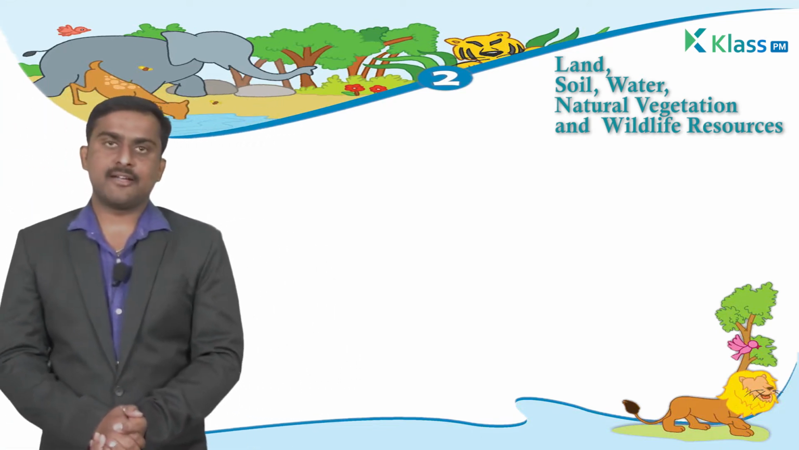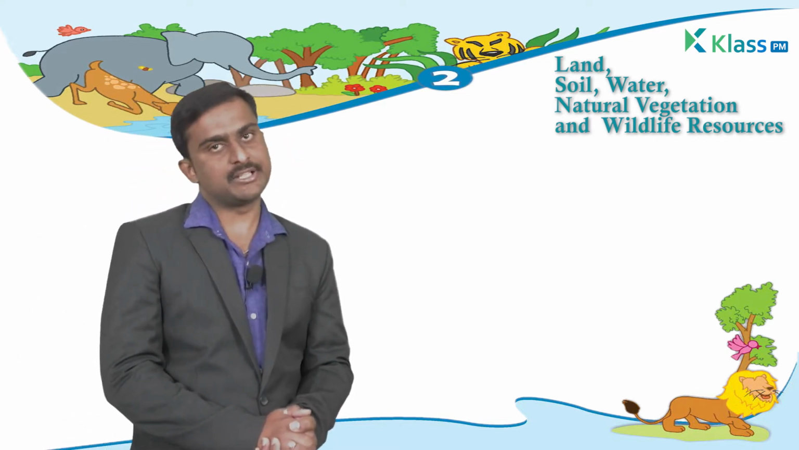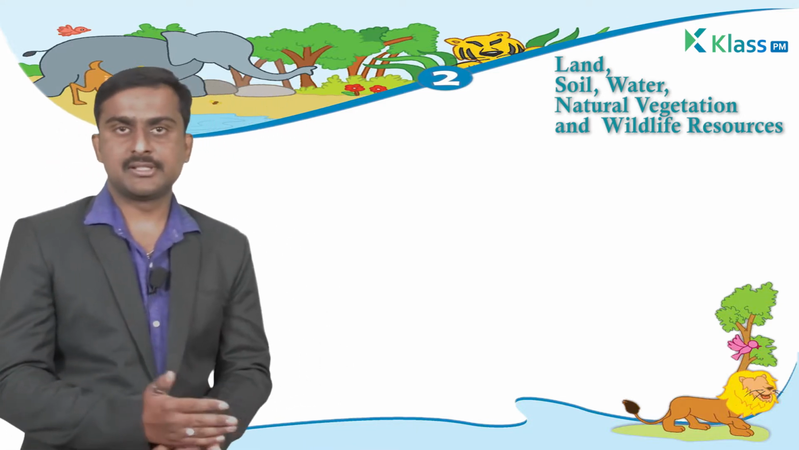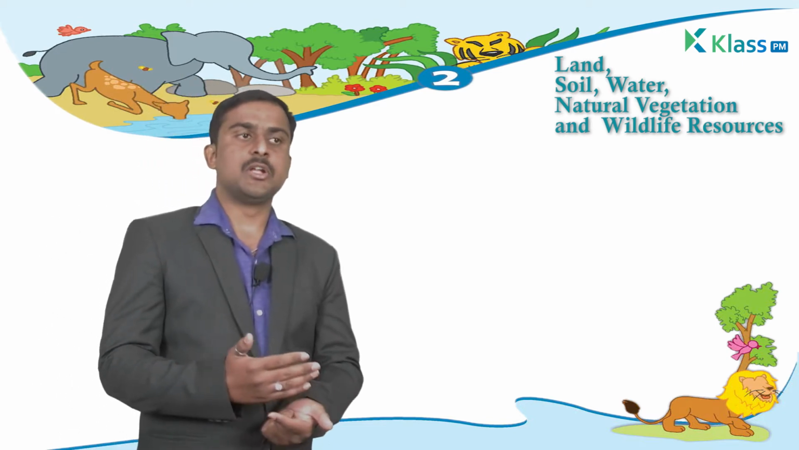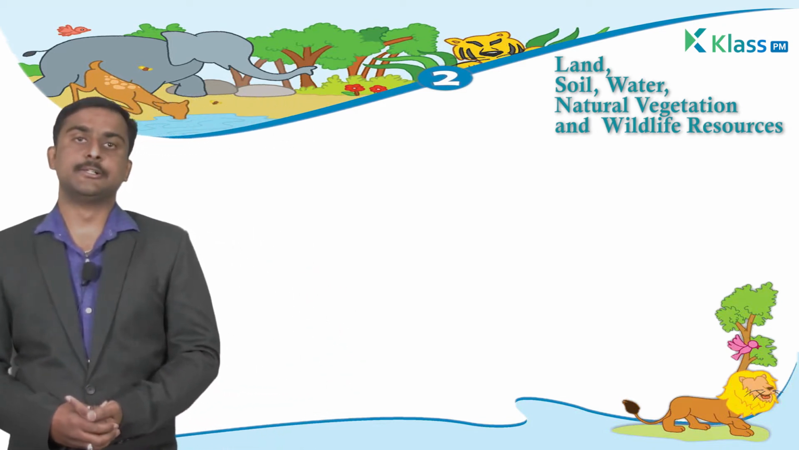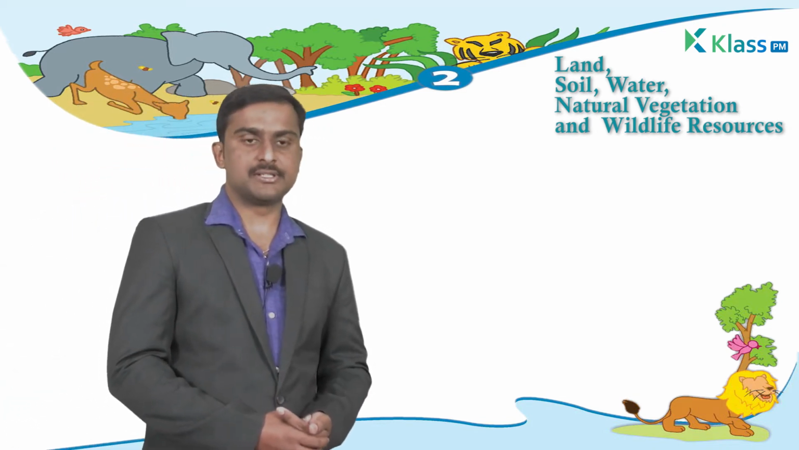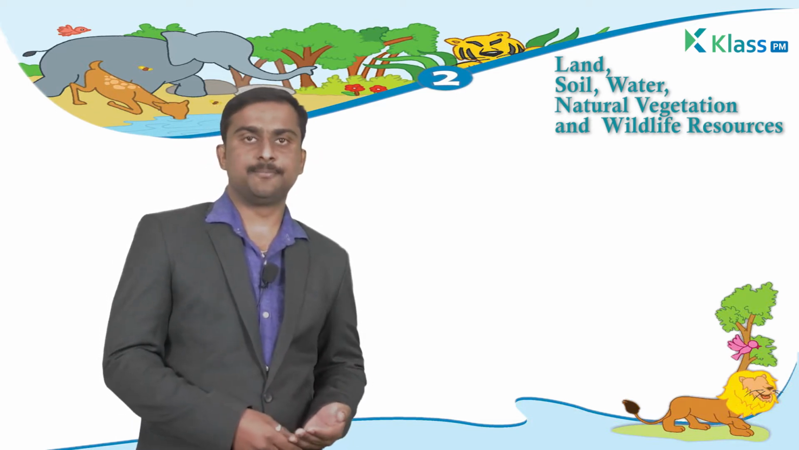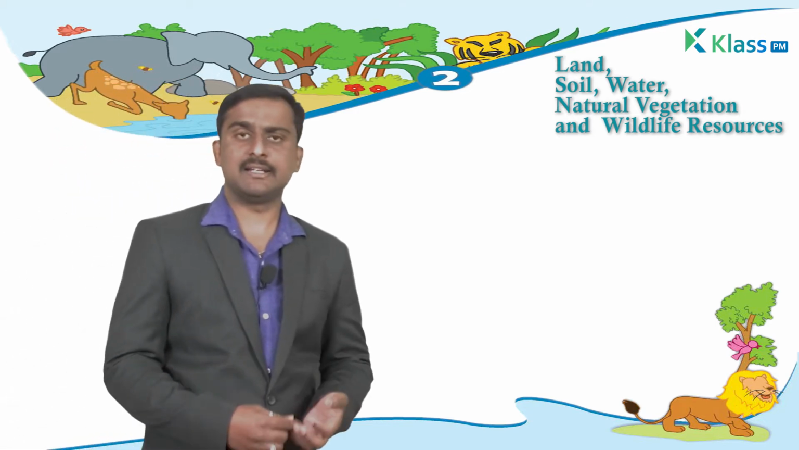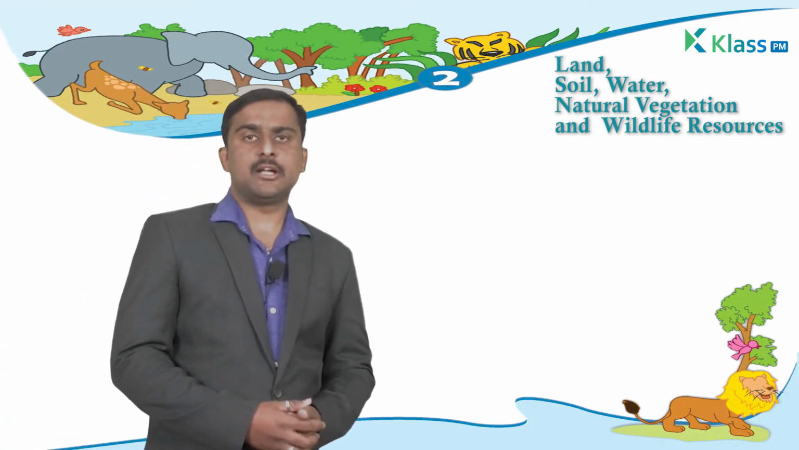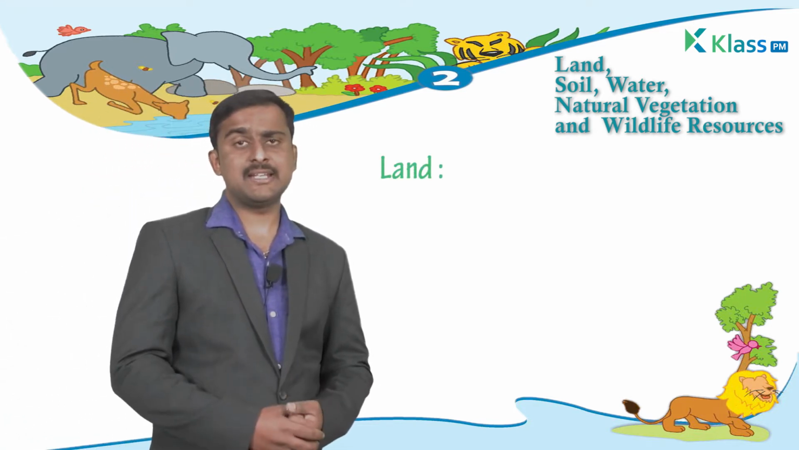And previously we discussed chapter 1, resources: what resources are, their definition, examples, types, uses, how we can call something a particular resource, and the conclusion of resources. Today we are going to discuss chapter 2, which is land, soil, water, natural vegetation and wildlife. Now we are going to discuss land.